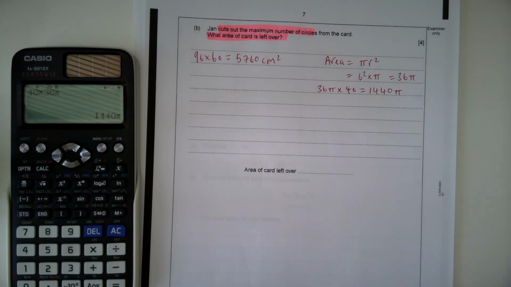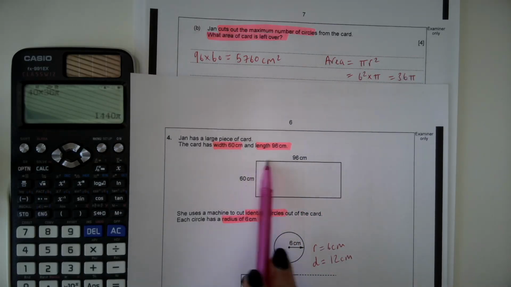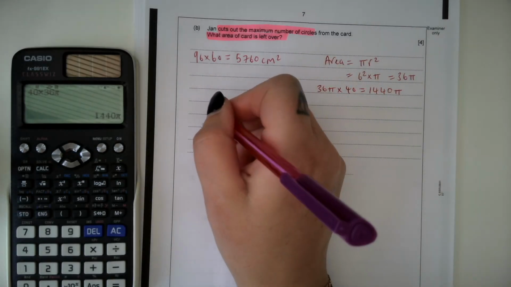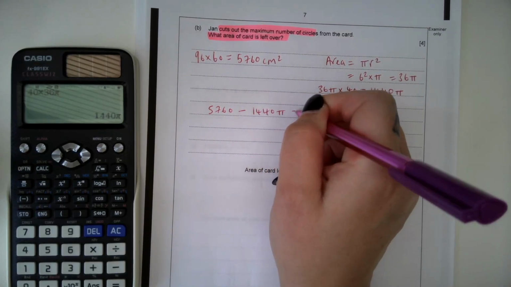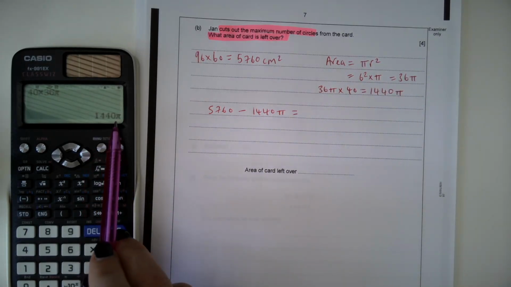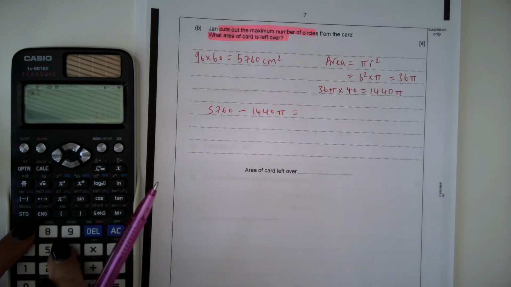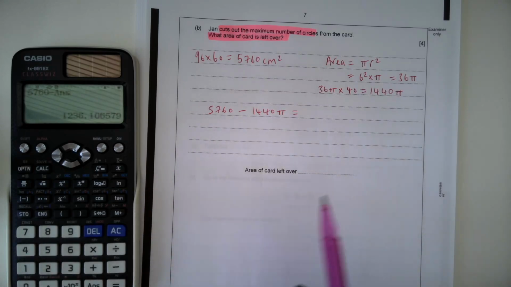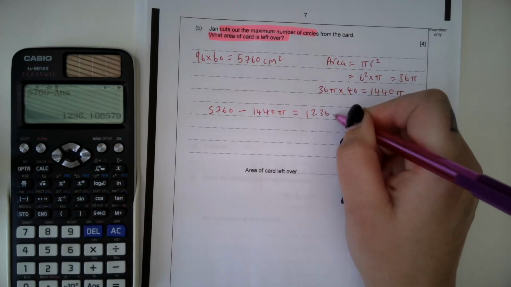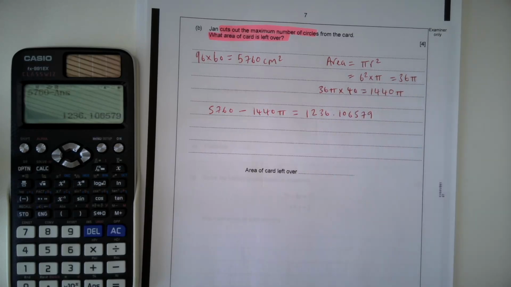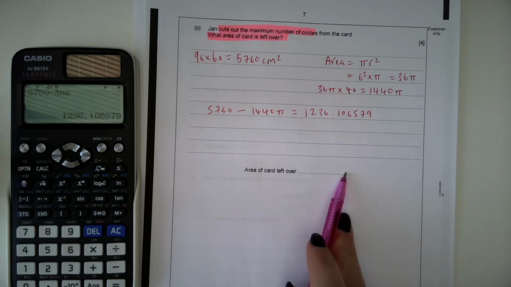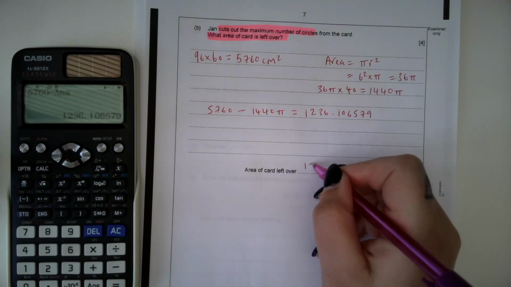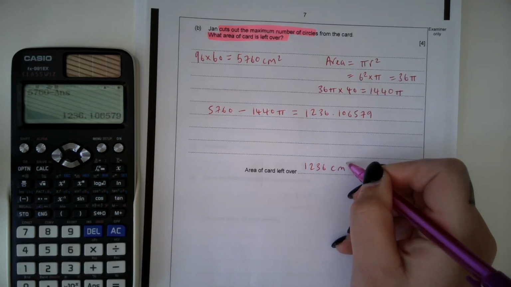So if Jan is cutting out 40 circles from this and we need to know what's left, we need to subtract those areas. So we're going to do 5,760 subtract the total area of the circles. So I've left 1,440 pi in my calculator. So 5,760 subtract my answer tells me that it's 1,236.106579. Now it doesn't ask me to round it in any particular way. So I'm just going to write that the area is 1,236 centimetres squared.